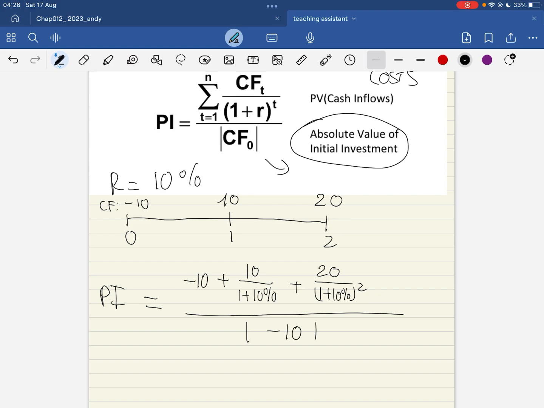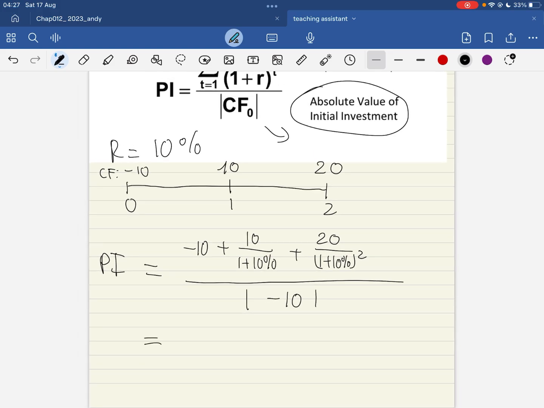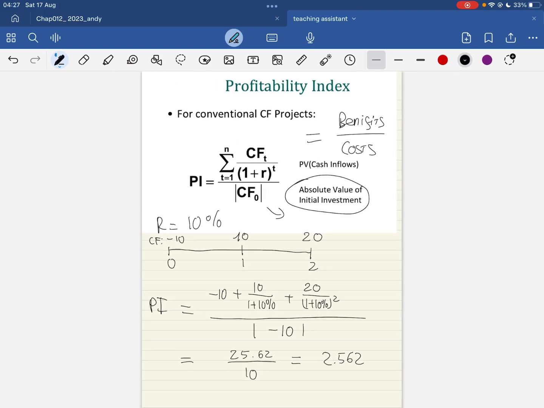And this will be equal to 10, of course. And then this calculation will be equal to 25.62 divided by 10. Finally, we get the answer of 2.562. So is this a good profitability index? Well, yes, it is, because the rule of thumb is that anytime the PI is greater than 1, it's going to be a good profitability index. Since the answer we got is 2.562, greater than 1, therefore the project that we are talking about right here is a good project, and maybe we should accept it.